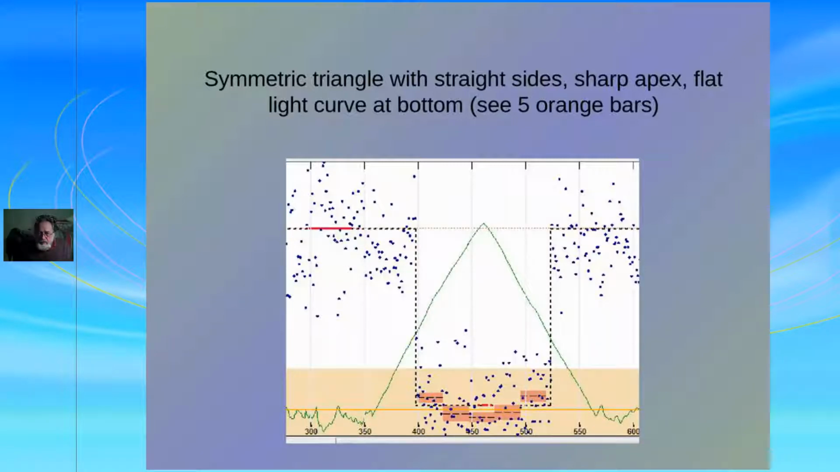At the bottom of the light curve, there are 5 orange bars. The IOTA software splits the measurements up across the bottom into 5 regions and does a mean and a standard deviation, and plots those across the bottom. And that's a typical light curve there with a flat bottom. Perhaps not as flat as one would like, but it's a pretty good light curve. Next slide.